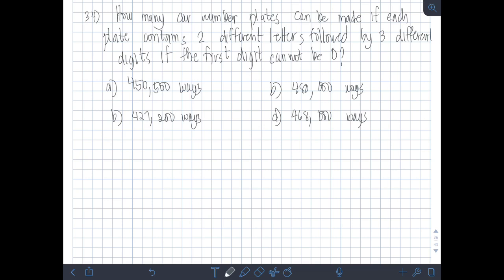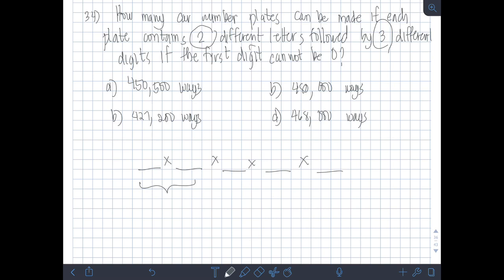So sabi, kailangan daw natin ng 2 different letters tsaka 3 different digits. So, ilan lahat yun? 5. So, drawing tayo ng 5 lines. Then, dapat imumultiply natin sila. So, doon muna tayo sa first 2. Diba, kailangan natin doon 2 different letters. So, meaning no repetition is allowed kasi different yung keyword.